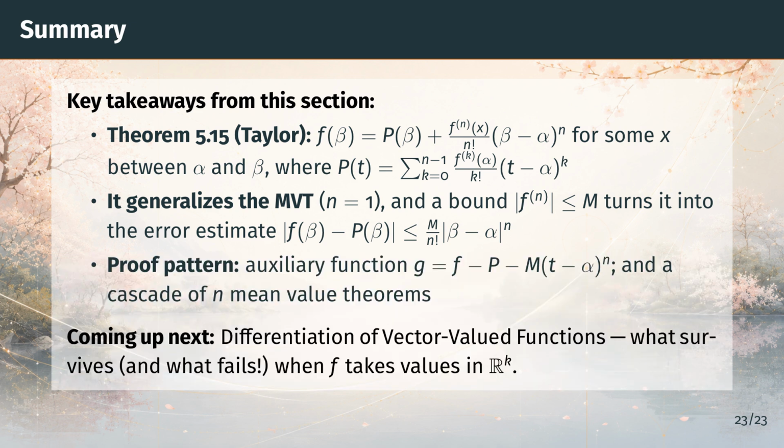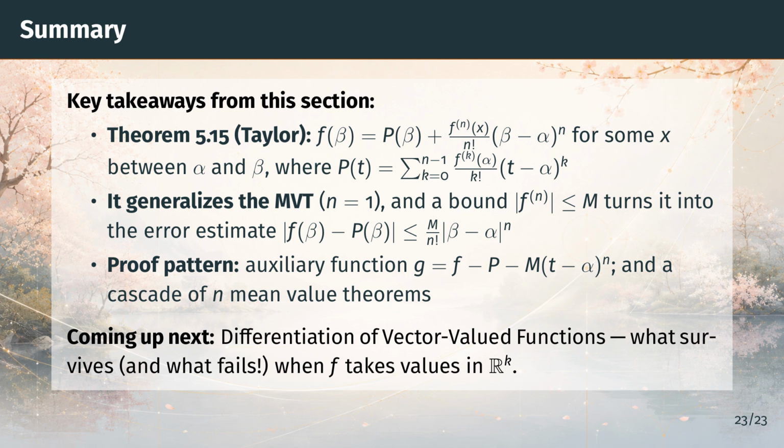Third, remember the proof pattern. Define the auxiliary function g by subtracting from f both the polynomial and a correction term whose coefficient m is rigged to create a 0 at beta, then a cascade of n mean value theorem applications pushes that 0 up the tower of derivatives, one floor at a time. This auxiliary function trick appears again and again in analysis, and several exercises of this chapter ask you to adapt it.